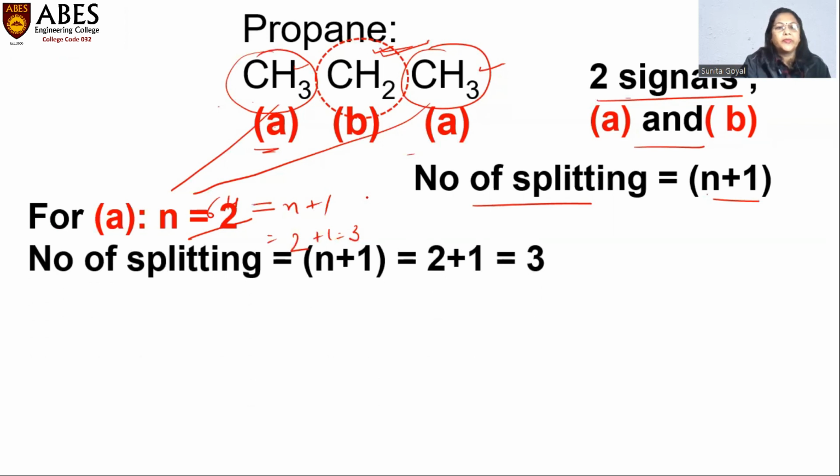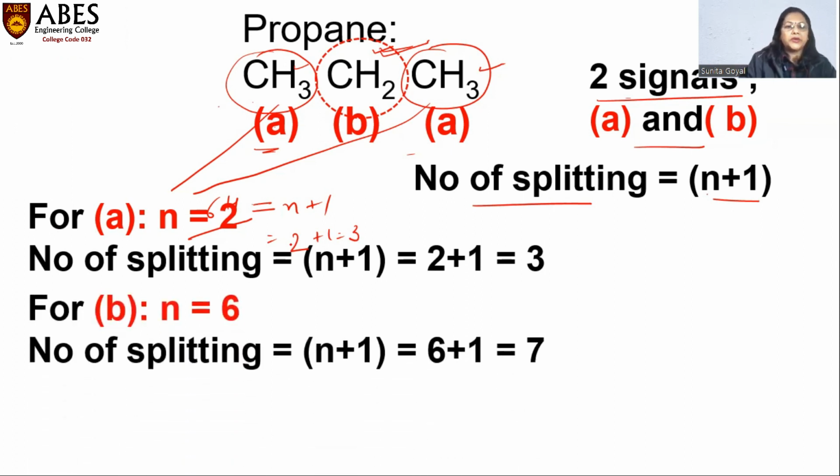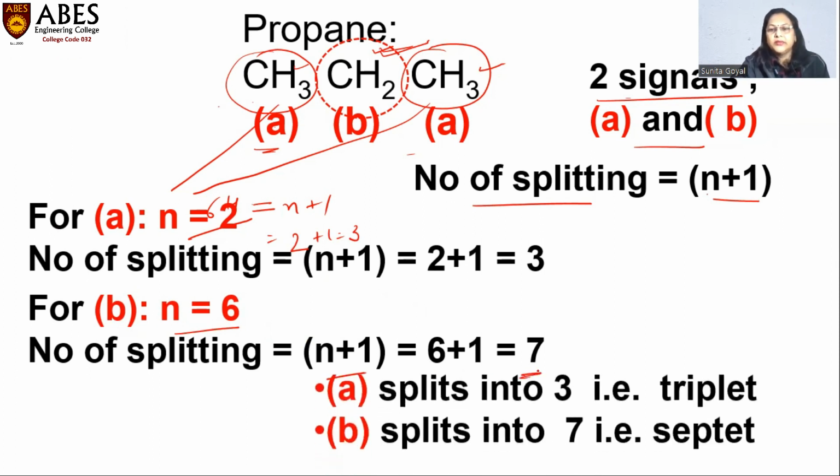For the 6 protons, there are 2 protons as neighbors, and for the 2 protons of methylene, there are 6 protons in the neighborhood. So there will be a septet. So here n equals 6, meaning 7, that is a septet. So A splits into 3, that is a triplet, and B splits into 7, that is a septet.